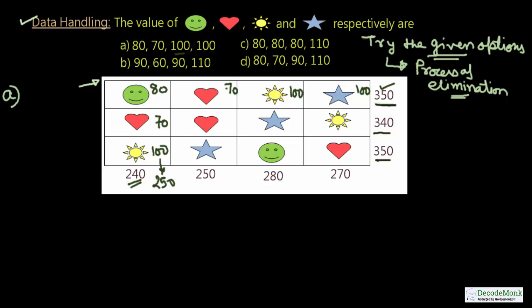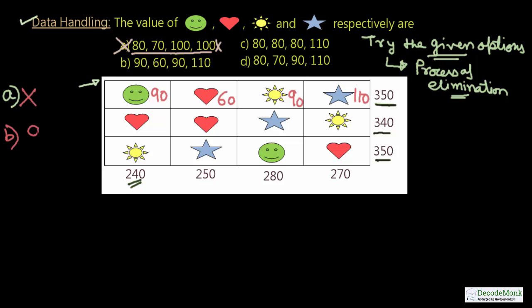So the first option does not match correctly for the first column. So we can basically eliminate this option A without going forward. So I just cancel out this option A. This option A is not the right option. So now we can rub this and try out the next option, that is option B. For option B, the value of smiley is 90, heart is 60, sun is 90, and star is 110. So option A is not the right answer. Option B, let us carry out the addition.